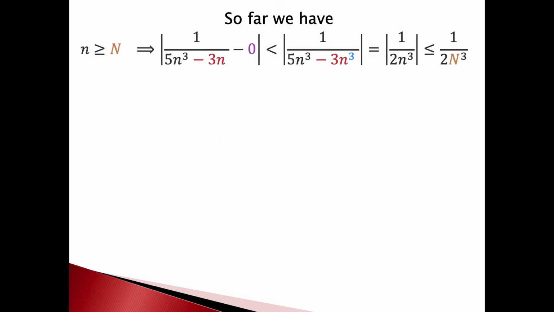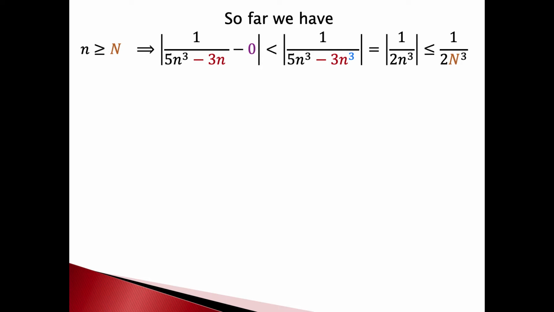So again, to recap what we have here. If little n is greater than or equal to capital N, then we start out with the absolute value of my sequence minus 0. And we can ignore the 0, of course, because subtracting 0 doesn't do any good. And now our trick was to replace that minus 3n by minus 3n cubed so that we're subtracting even more. Now we combine like terms in the denominator. That just gives me 2n cubed in the denominator.